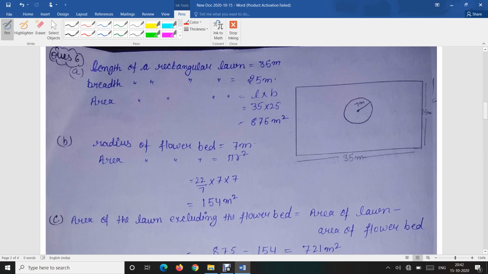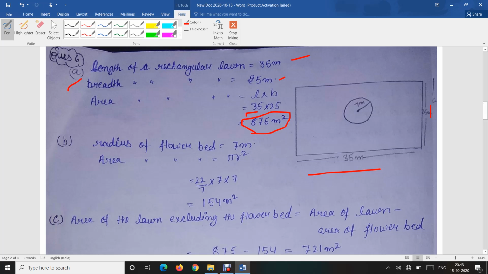Question number 6. Here in part A you have to find out the area of the rectangular lawn. As it is given that the length of the rectangular lawn is 35 meter and the breadth of the rectangular lawn is 25 meter. So area of this rectangular lawn, obviously length multiplied by breadth, that means 35 multiplied by 25, which gives 875 meters square.